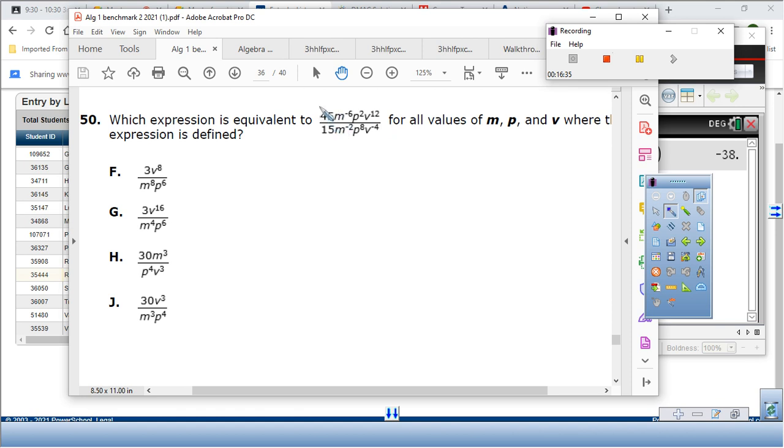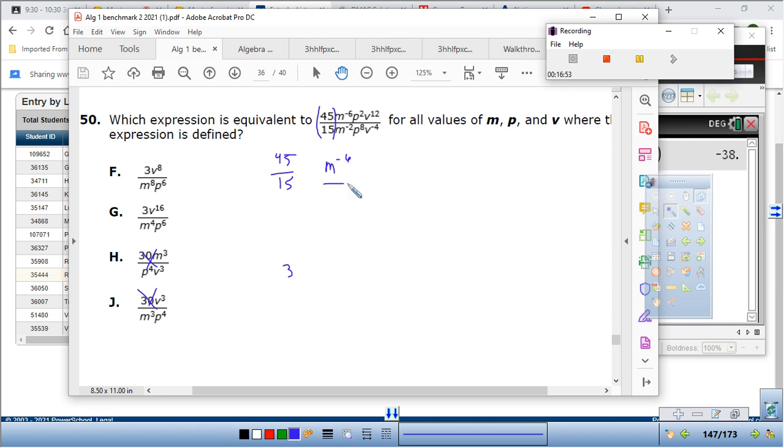Okay, so the numbers. Let's just look at the numbers, right? We're going to have 45 over 15. That gives you 3, guys. Anything with a 3, out. These are possible answers. Okay, next thing is we're going to go with the m, negative 6 over m to negative 2. So you really get the top one. It's a no-brainer. There's no guessing this stuff. You're a machine. You just follow the directions they gave you.